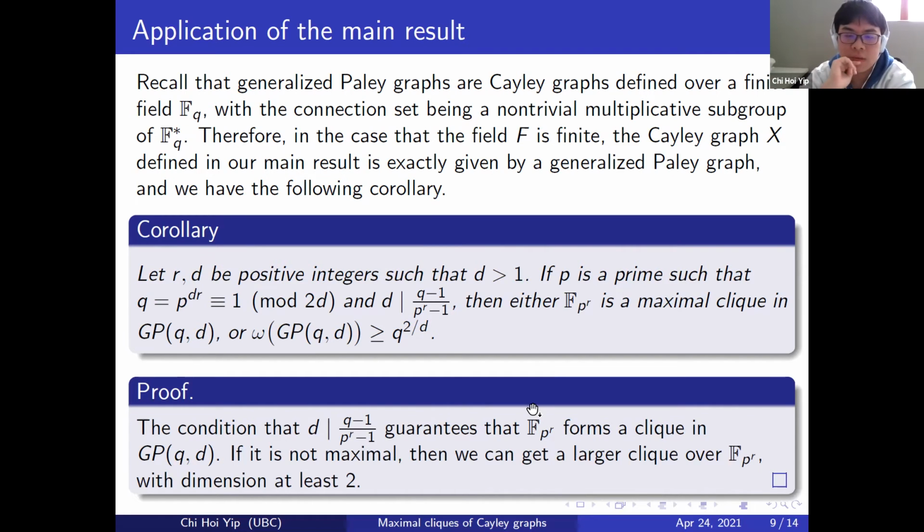Then we just have two different cases. The first case is that F_p^r just forms a maximal clique. The second case is that it's not a maximal clique, so we can find a vector space of dimension at least 2 over the base field F_p^r. That means the clique number of G_P(Q,D) is at least Q to the 2 over D, because it's the size of p to the r, squared.